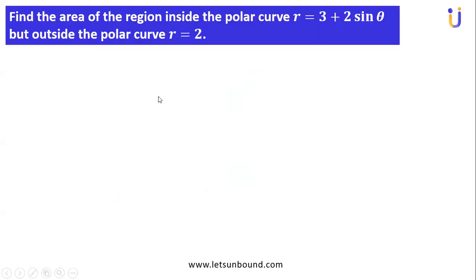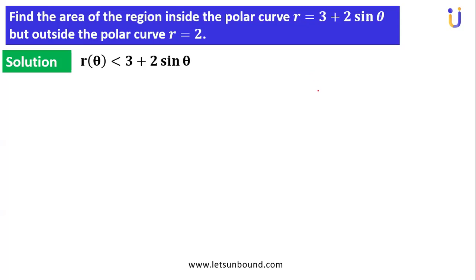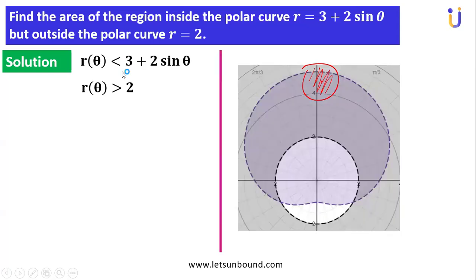Okay. Now, find the area of the region inside the polar curve r is equal to 3 plus 2 sine theta, but outside the polar curve r is 2. So they mentioned something inside this, but outside this curve. Okay. So what does inside mean? Imagine a circle. Inside a circle means less than that radius. Outside means greater than. So the same thing, inside means r less than 3 plus 2 sine theta and r greater than 2. And we should identify which is outer and which is inner. So this is how it will be.